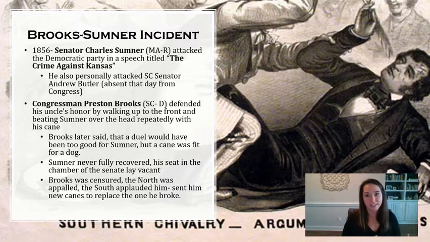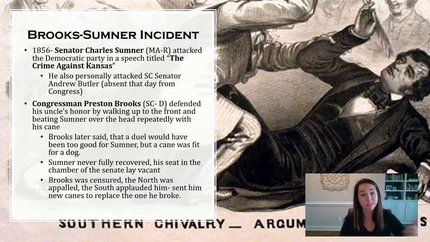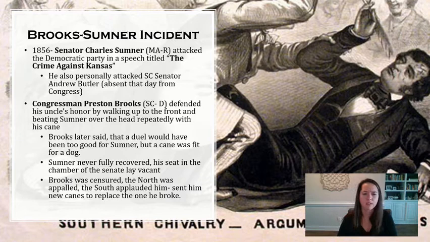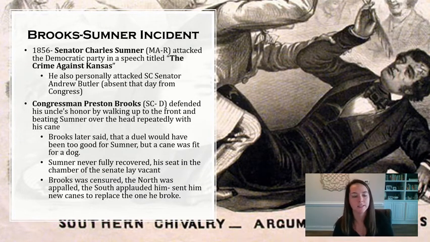And the violence is going to extend not only in the West, but it's actually going to happen in the halls of Congress. So in 1856, Senator Charles Sumner, now Sumner was a staunch abolitionist. He was known for that, and he was hated by, for sure, Southerners and Democrats. But he attacked the Democratic Party.